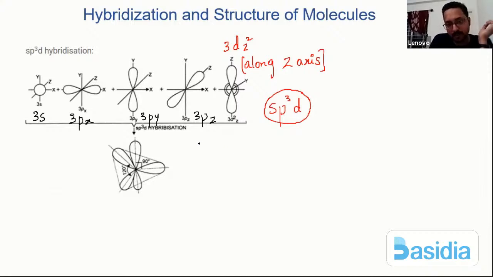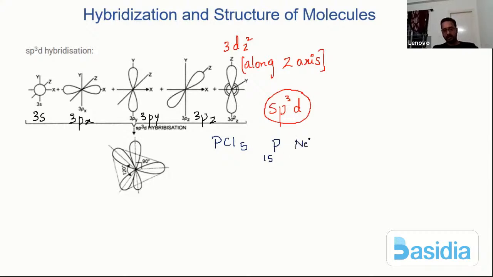So I'm going to take an example of, let me say, the PCl5 structure. Just check how I arrive at an SP3D hybridization now, and I will also explain what the geometry is. When you take a PCl5 structure, my P, whose atomic number is what here? Whose atomic number is 15.